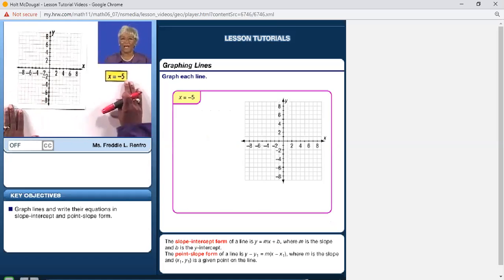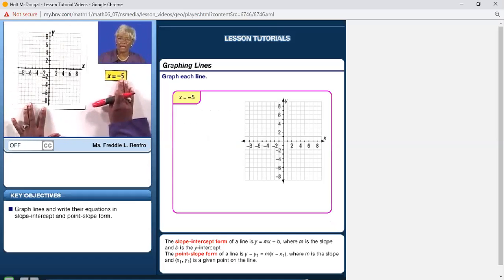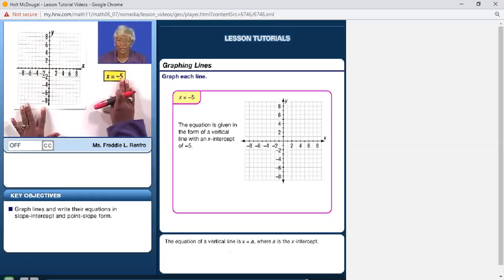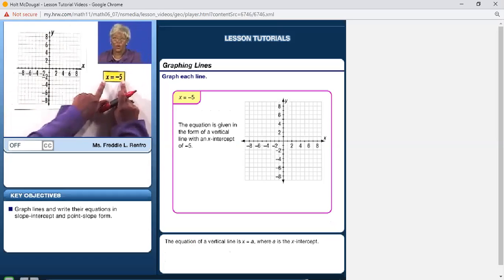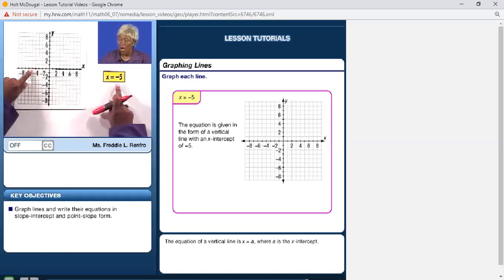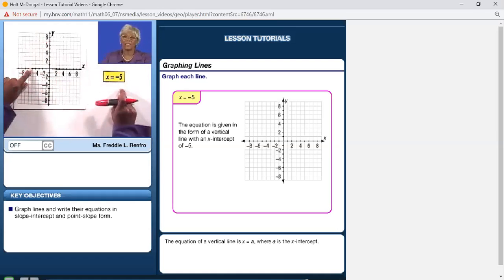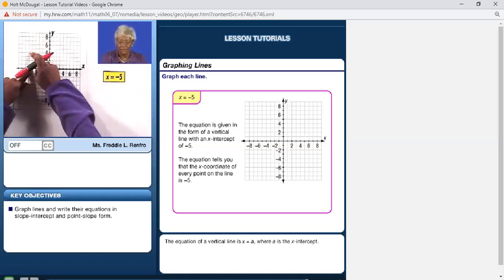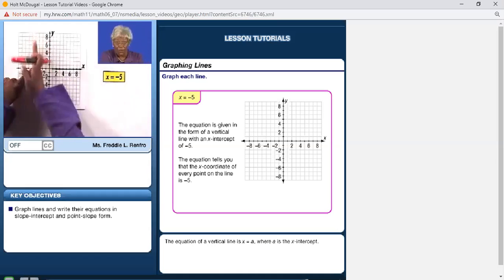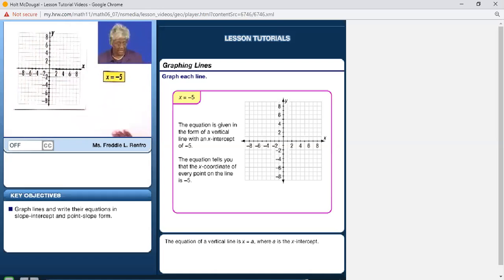x equals negative 5. Well, I know that x equals negative 5 is a vertical line. How do I know that? Because if I were to go to negative 5 on the x-axis, all of the x-coordinates on this vertical line are negative 5. Any point that I find on this line has an x-coordinate of negative 5. So x equals negative 5 is a vertical line.